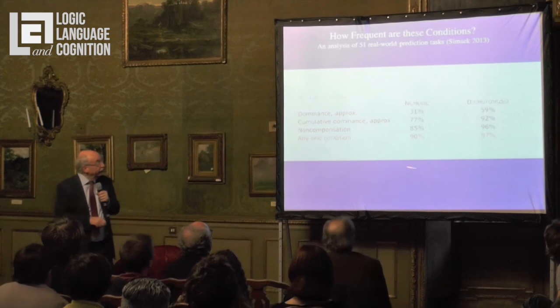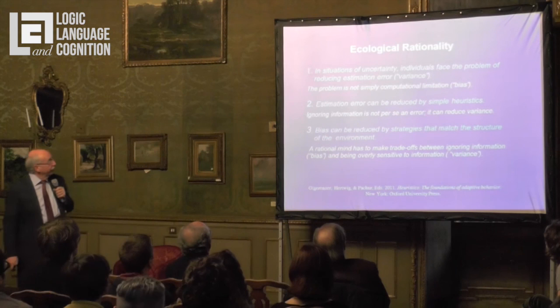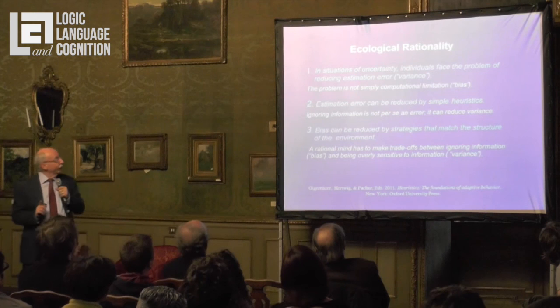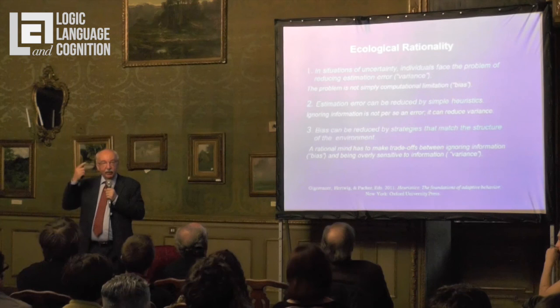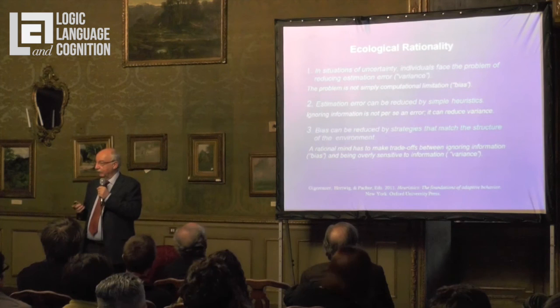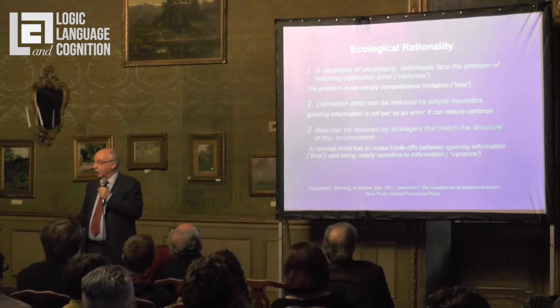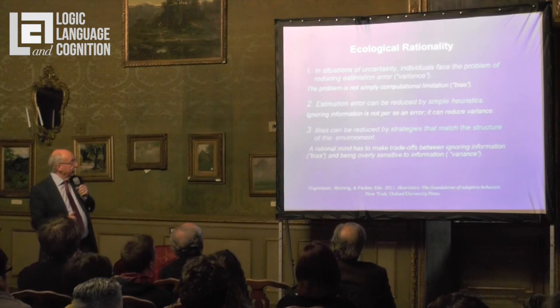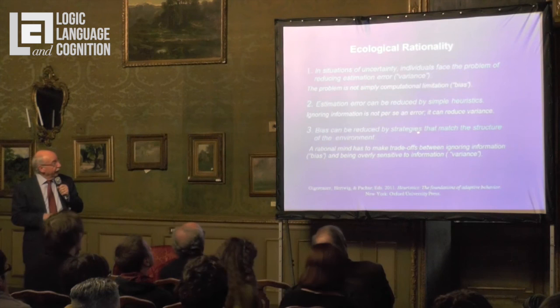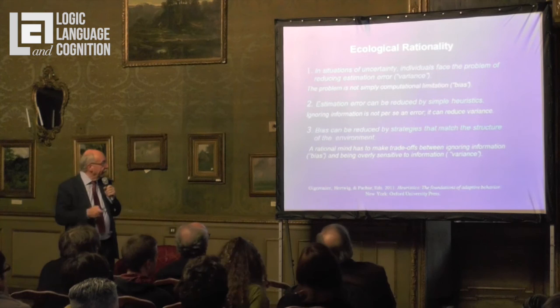So, let me summarize. Ecological rationality, what does it mean? In situations of uncertainty, individuals face the problem of reducing estimation error. As I said before, we often talked about the human mind having computational limitations. That's not the point. We can't estimate things. That's the real point. Computation is easy. I can always take a computer. But the computer cannot estimate the wind, the baseball players, or other things. Second, estimation error can be reduced by simple heuristics. That's the point, and you've seen where. And bias can be reduced by strategies that match the situation, the structure of the environment, as we had before, like dominance, cumulative dominance.